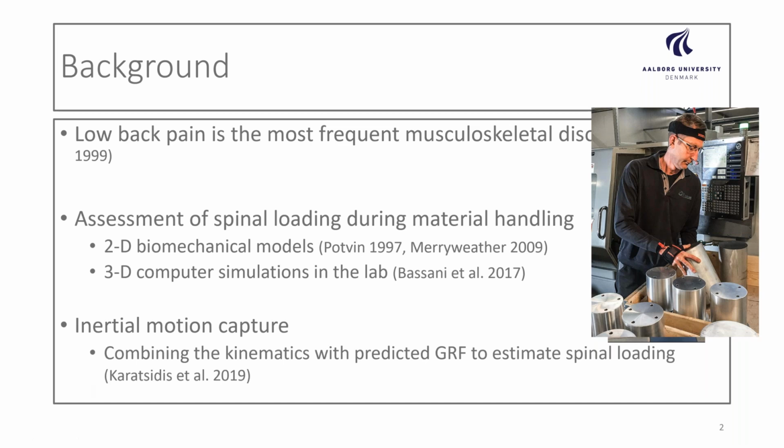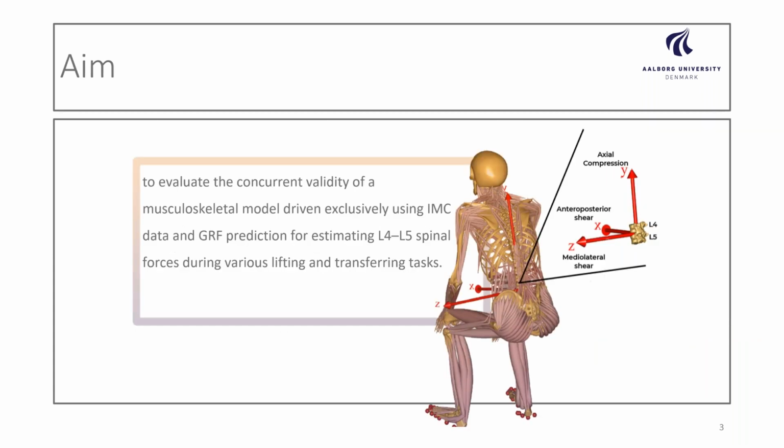But it hasn't been investigated before how the joint reaction forces, for example in the lumbar spine, agree with a complicated 3D biomechanical model. So that's basically the aim of this study. The aim is to evaluate the concurrent validity of a musculoskeletal model driven exclusively using inertial motion capture data and ground reaction force prediction for estimating L4, L5 spinal forces during various lifting and transferring tasks. And here, in the biomechanical model, you can see the placement of the L4, L5 joint.